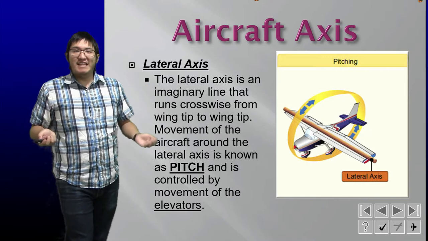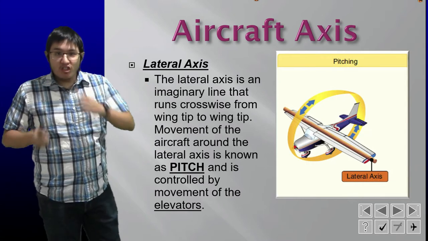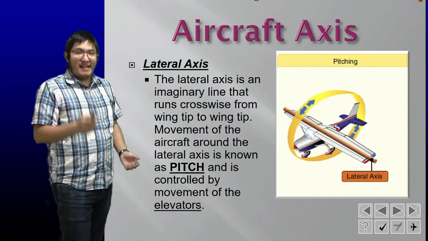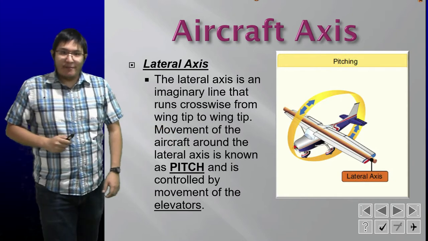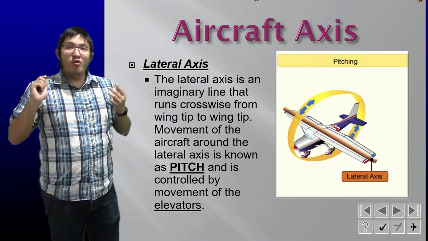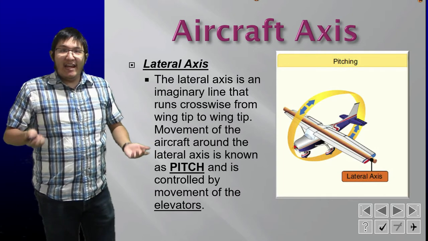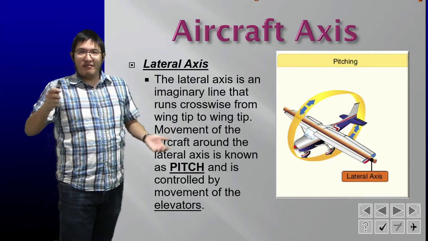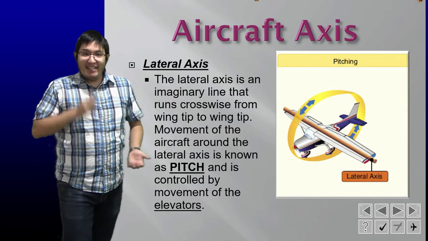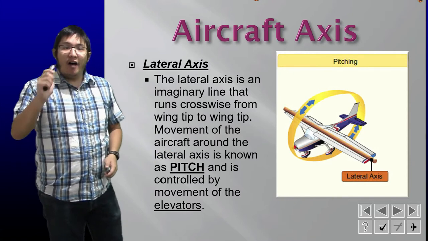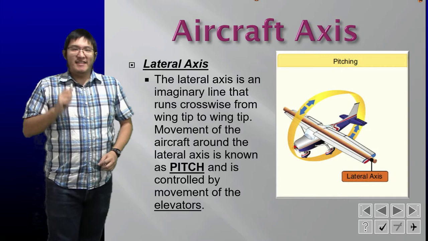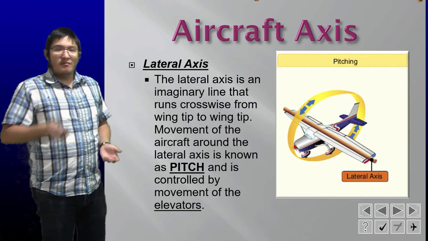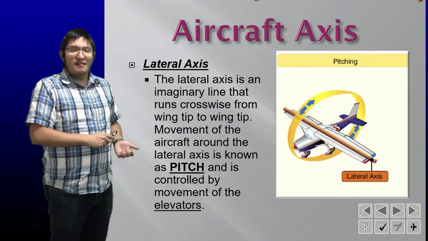Similarly, we also have the lateral axis. The lateral axis is another imaginary line, only this one extends from wingtip to wingtip. So movement around this axis is what we call pitch. The axis doesn't move, everything moves around it, resulting in pitch. And similarly, we also have movement of the lateral axis. In that case, that will be roll, because the whole lateral axis is moving.